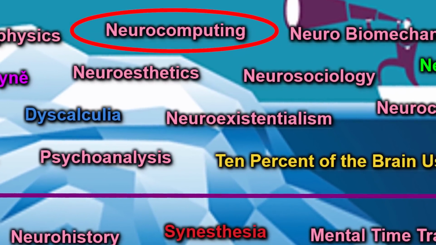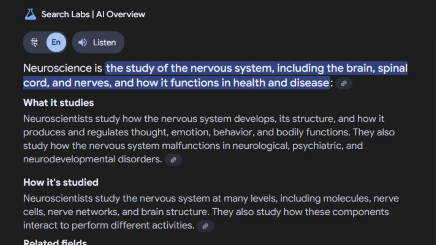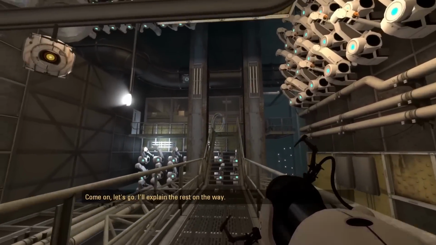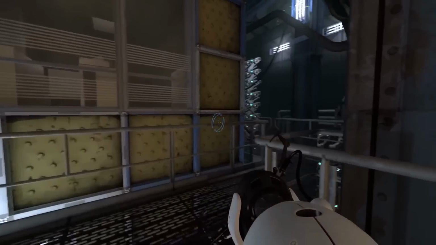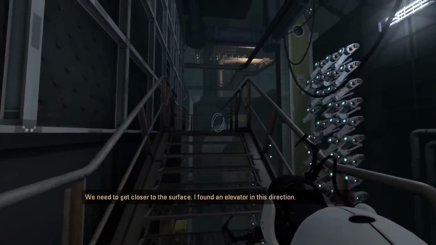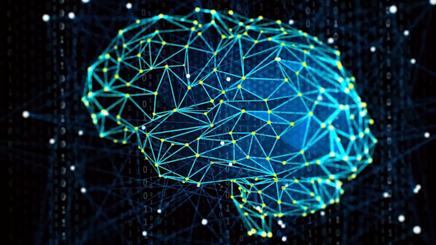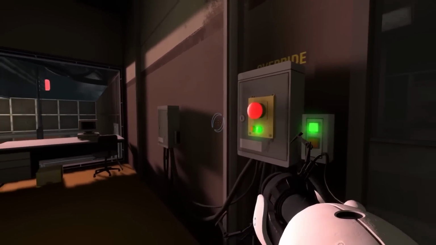Next is neurocomputing. Neurocomputing is another intriguing area. It combines neuroscience with computer science to try to create computer systems that kind of mimic the way that our brains work. Think of it as building computers that can learn and think more like humans. This field looks at how neurons in our brains process information and tries to replicate these processes in artificial neural networks. This is really insane to me because I've always wondered, like, how does our brain do it?